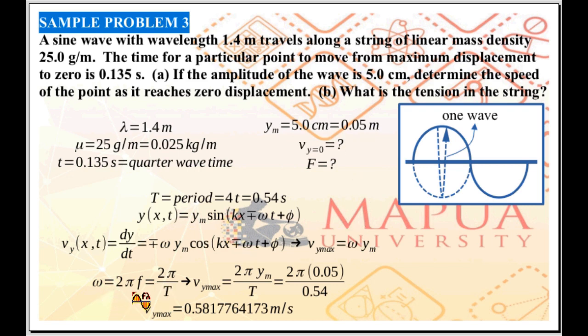Angular frequency is just 2 pi times frequency, or 2 pi over period. We know the period to be 0.54 seconds. Thus, we are able to determine the angular frequency omega. So simply substitute 2 pi over period into omega for our equation for vy max. vy max is equal to 2 pi ym over T. Plugging in the values, we are able to calculate the maximum value of the particle velocity: 0.582 meters per second.